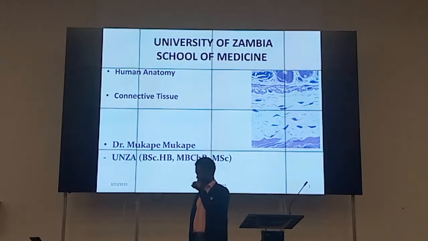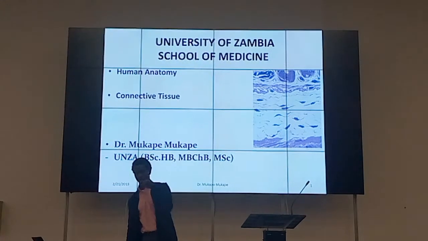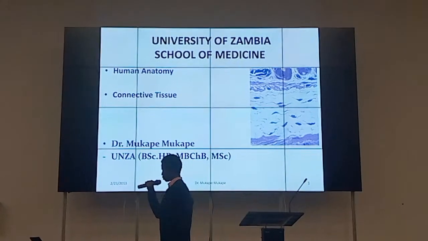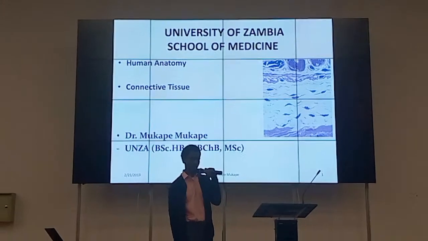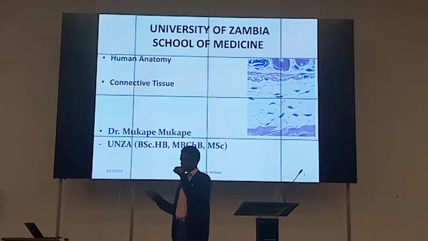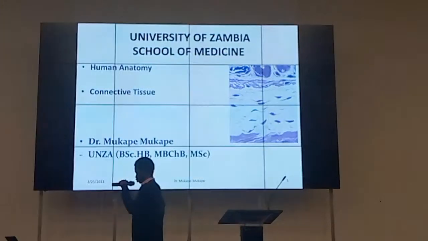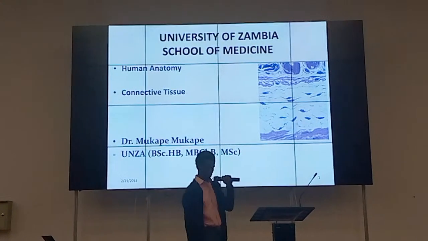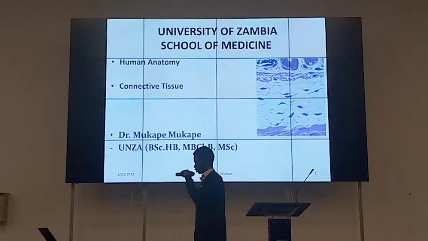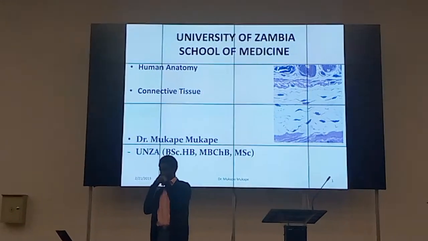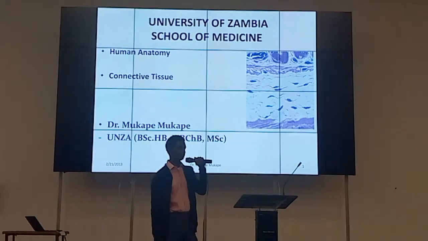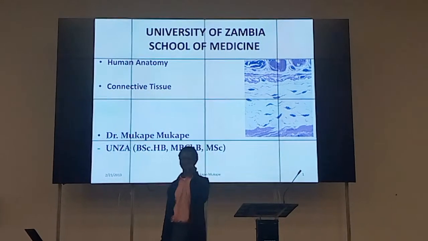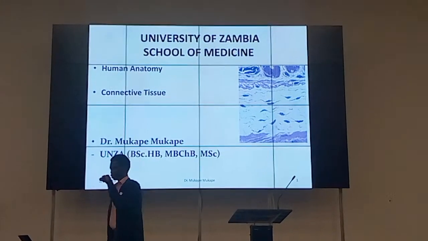Now, these vessels are delicate, and so they need to be protected. The protection is by this so-called mucoid connective tissue that surrounds these vessels. So the mucoid connective tissue protects these delicate blood vessels. And it has a name. This mucoid connective tissue surrounding vessels in the cord is known as what? Wharton's jelly, or jelly of Wharton.